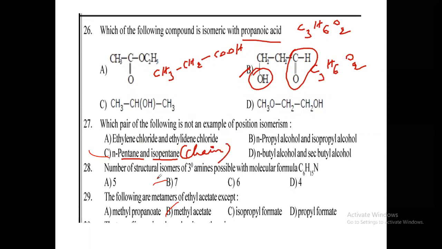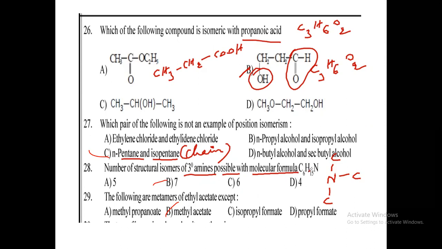Next, number of structural isomers of 3-degree amines possible with the molecular formula C6H15N. Okay, so they have asked about 3-degree amines. What do you mean by 3-degree amine? The nitrogen which is attached to 3 carbons. This is 3-degree amine. Nitrogen should be attached to 3 carbon atoms directly, which is called 3-degree amine. So the possible structures with this molecular formula we have to draw.